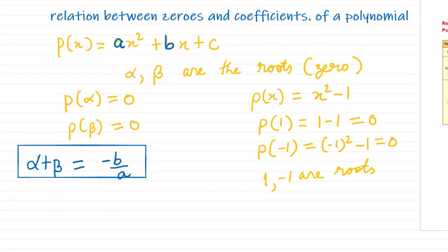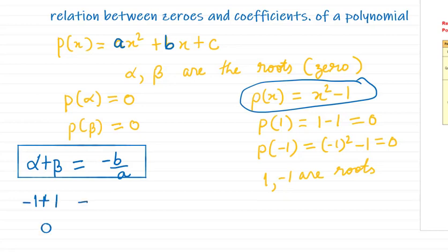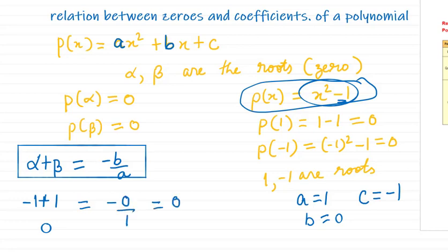Okay, so you can also check this in this example. Here you'll see that alpha and beta are plus 1 and minus 1. So minus 1 and plus 1 will give you 0, and you can check that with the coefficients also. For this equation, a, the coefficient of x square, is 1. There is no term having x, so that means b will be 0, and c is the constant term, which is minus 1. So now I'll check it here also. My b is 0, so 0 by 1 will give you the result 0. So here you can see that it is equal to minus b by a.